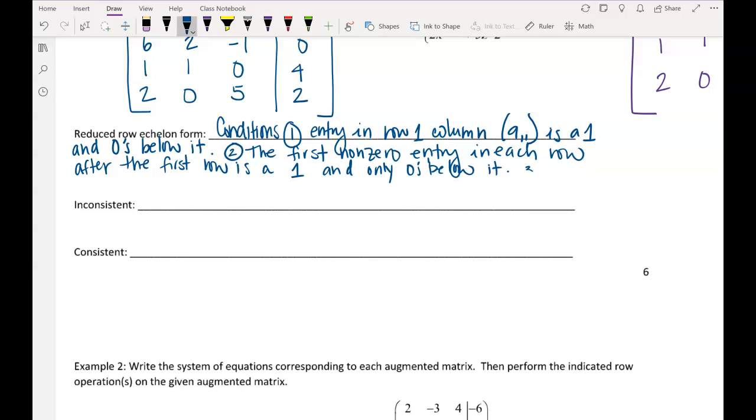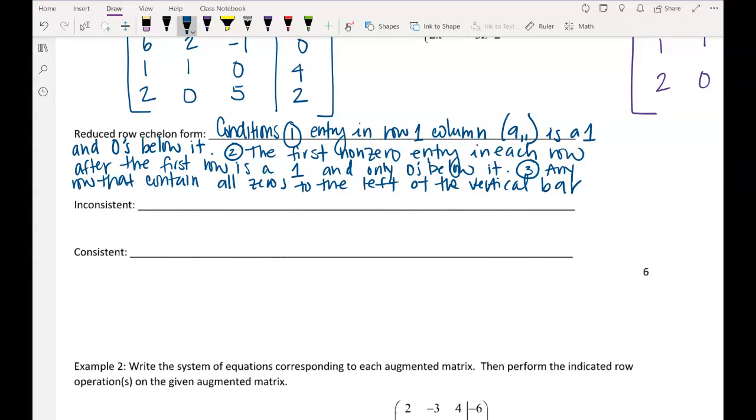Last condition. Any row that contains all zeros to the left of the vertical bar must appear at the bottom.